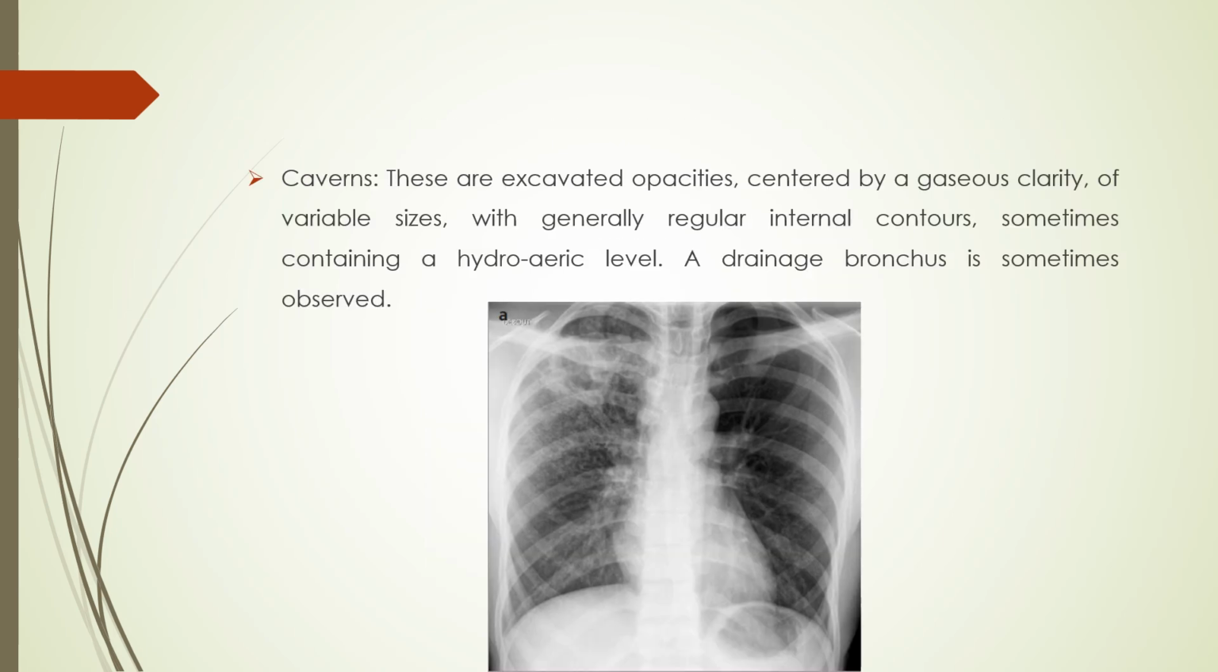Then the third sign is what we call a cavern. It's an excavated opacity centered by a gaseous clarity of variable size, with generally regular internal contours. Sometimes it could contain a hydroaeric level, and a drainage bronchus is sometimes observed. So in this chest X-ray, we can see that cavern. It has regular contours with a clarity in the center. Here we could not see the drainage bronchus, but sometimes we could see it in other chest X-rays.